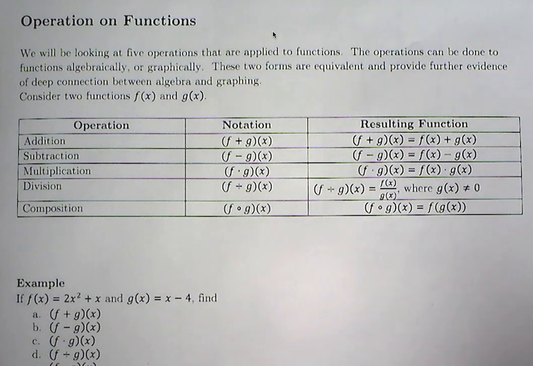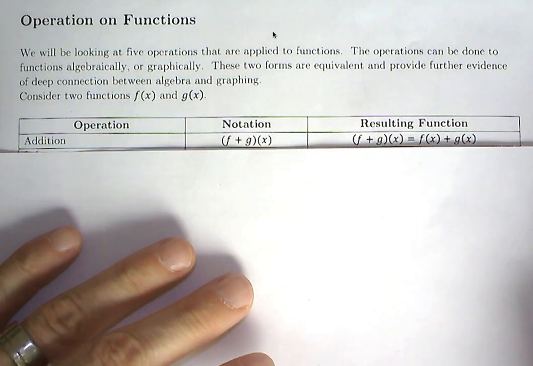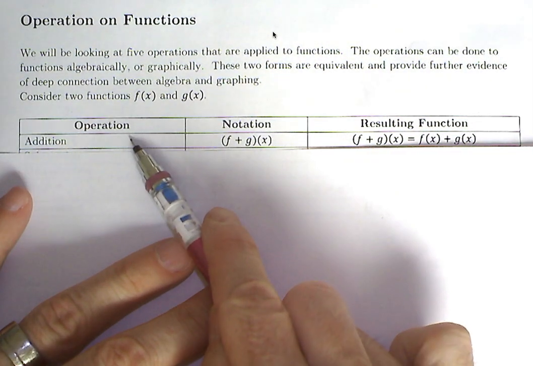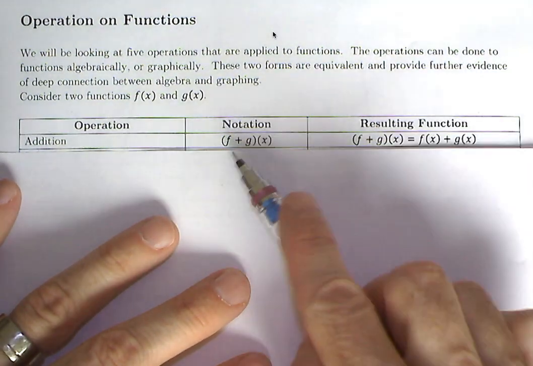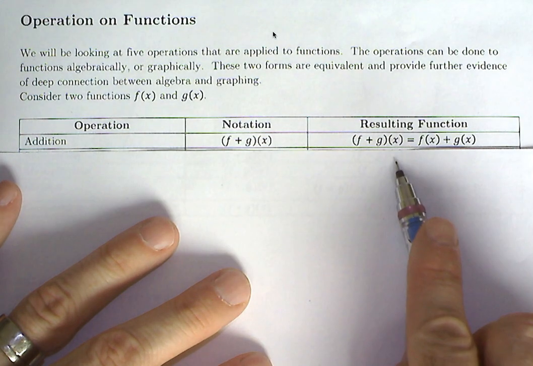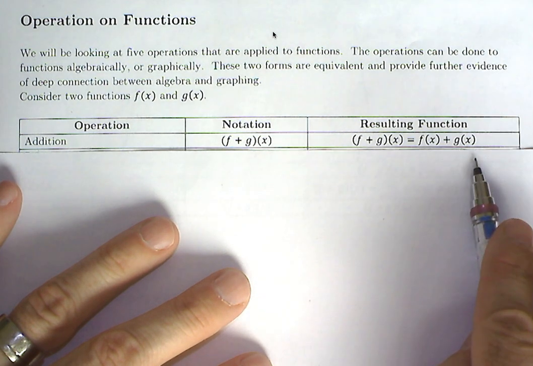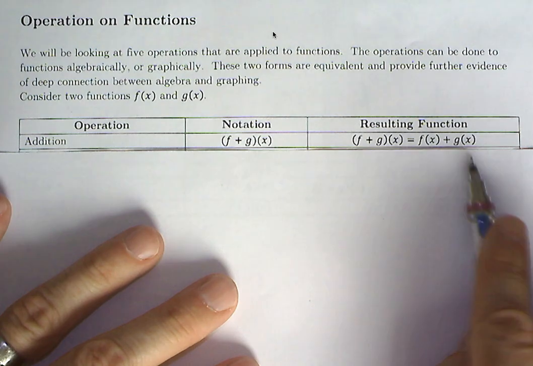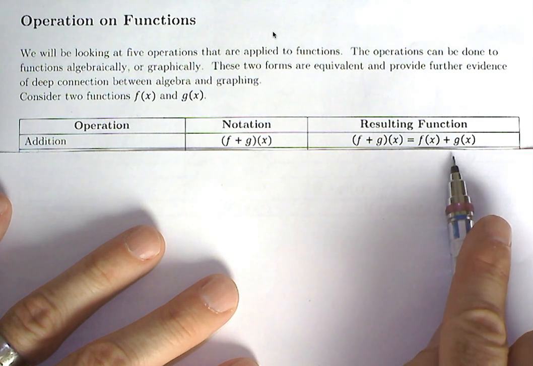So we're going to be taking a look at addition. So I'm just going to cover up everything else. The operation is addition, the notation. If we want to add 2 functions together, f plus g of x, how do we get that? Well, f plus g of x simply is f of x plus g of x. I guess what we're trying to say here is we're going to add the 2 functions together, f of x and g of x. That's how we do it.